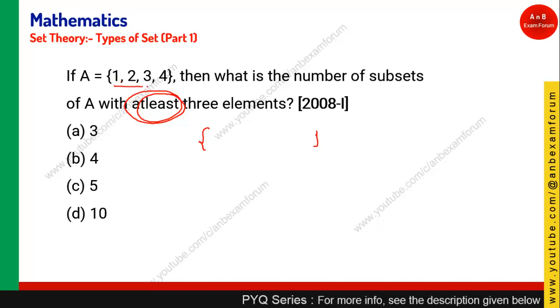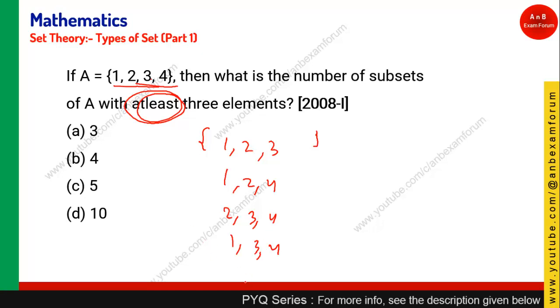So first one is 1 2 3. This is the first subset with at least 3 elements. Then you can say 1 2 and 4. Next you can consider 2 3 4. Next you can consider 1 3 4. Repetition should not be there. Again, ordering is not important in a set.